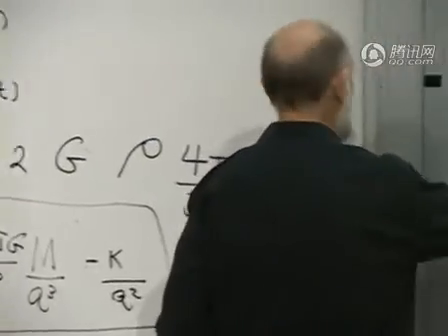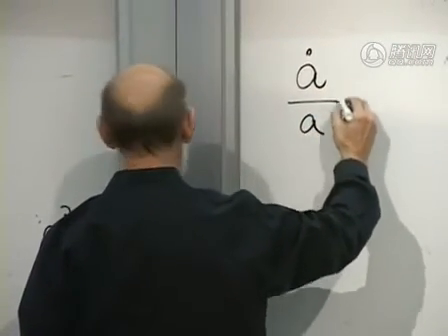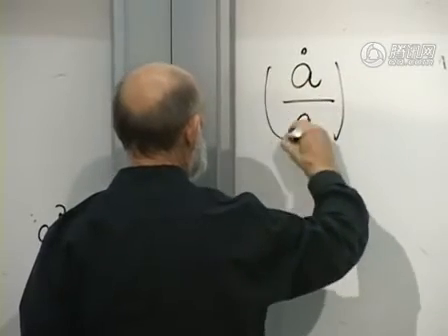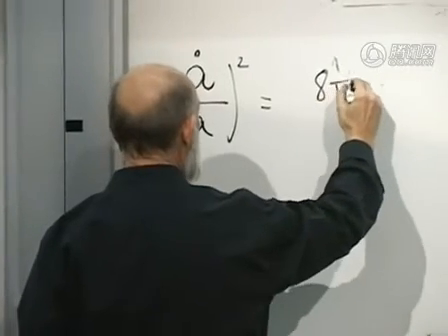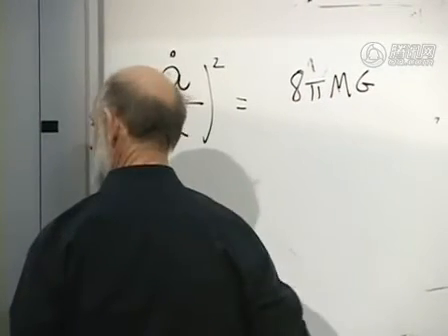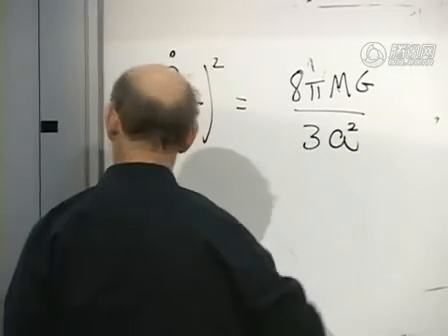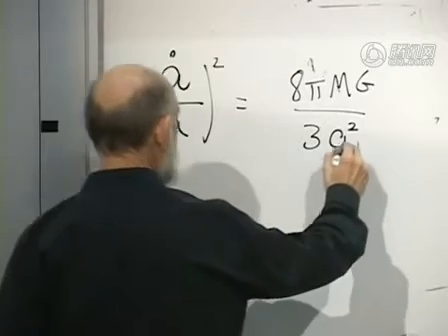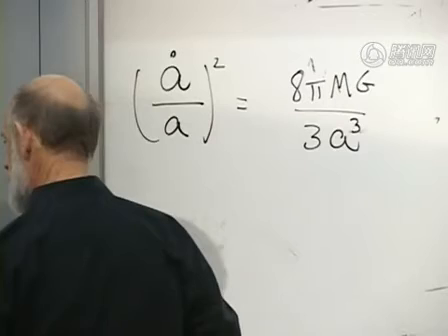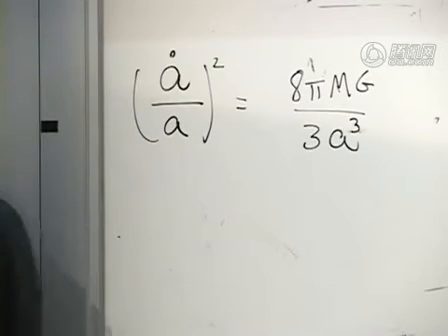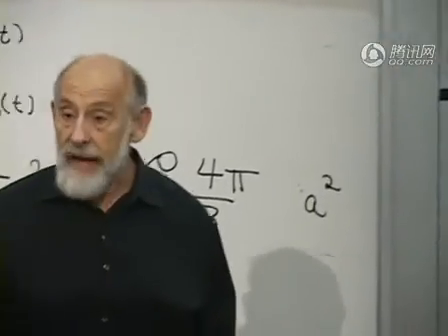Okay, so let's rewrite it. A dot over A, squared, is equal to 8 pi m G divided by 3 a cubed. That's it, when K is equal to 0. The equations with K are a little harder to solve, but not that much harder.